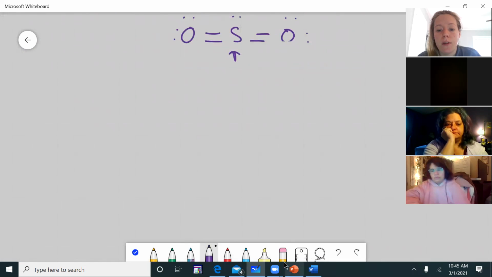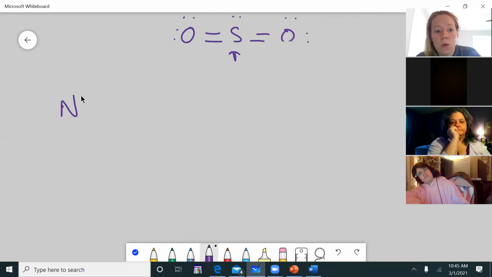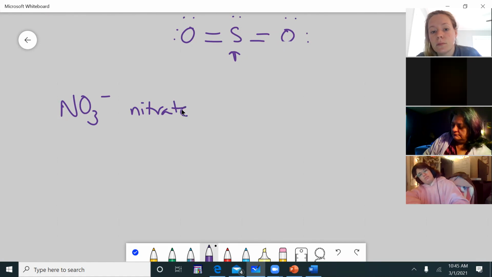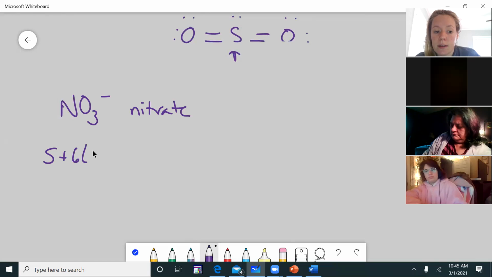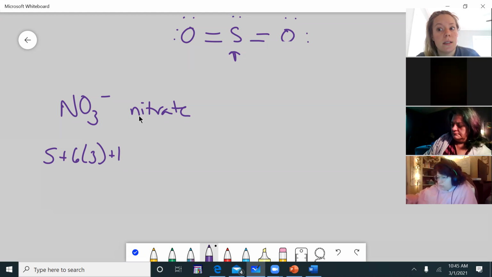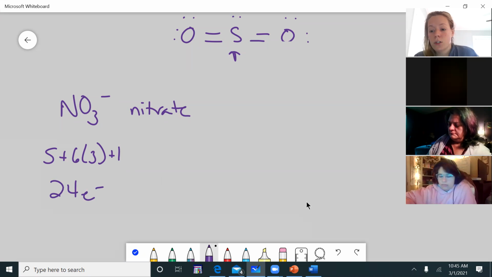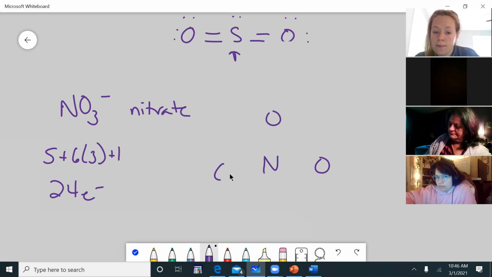So let's do another one of these, NO3 minus, also called nitrate. So the total number of valence electrons in this thing: nitrogen brings 5, oxygen brings 6, and there's 3 of them. And then the minus means that I have to add an additional electron. So I have 18, 19, 20, 24. When I do this structure, I put nitrogen in the center. I put oxygens on the sides. What do I have to do? I have to stick it together, right?